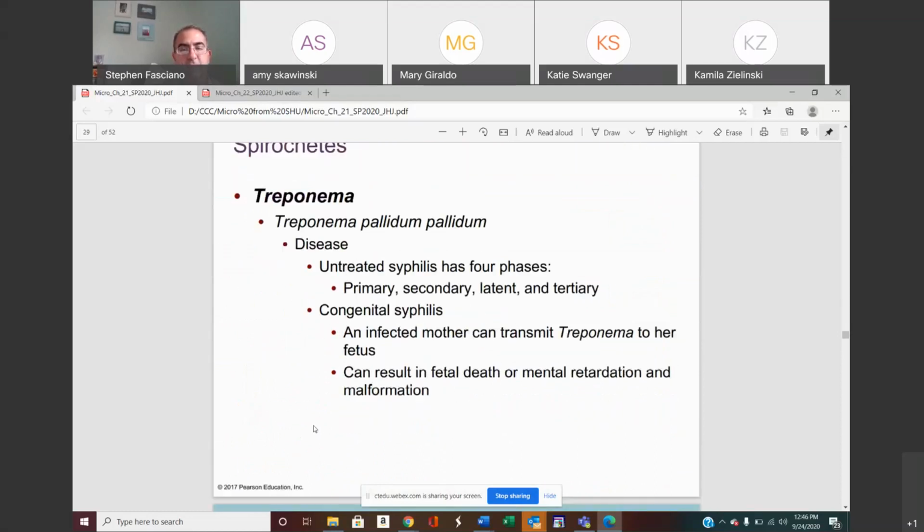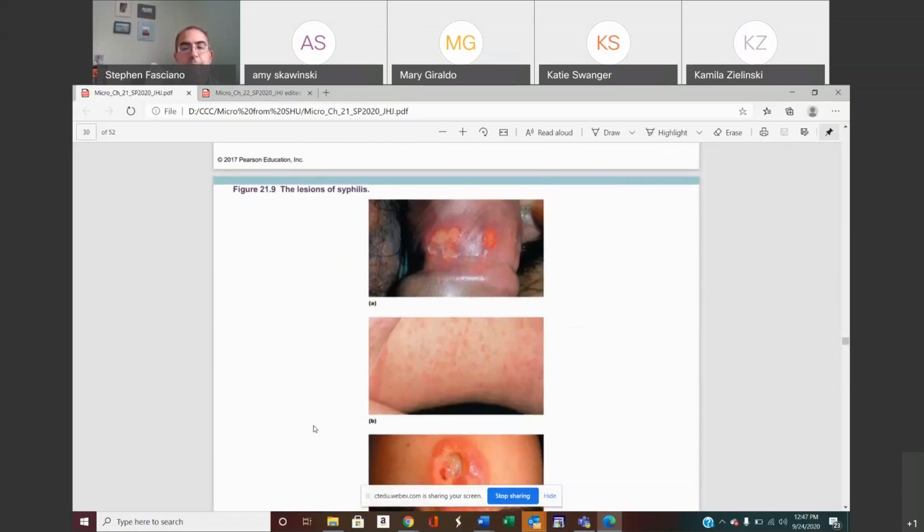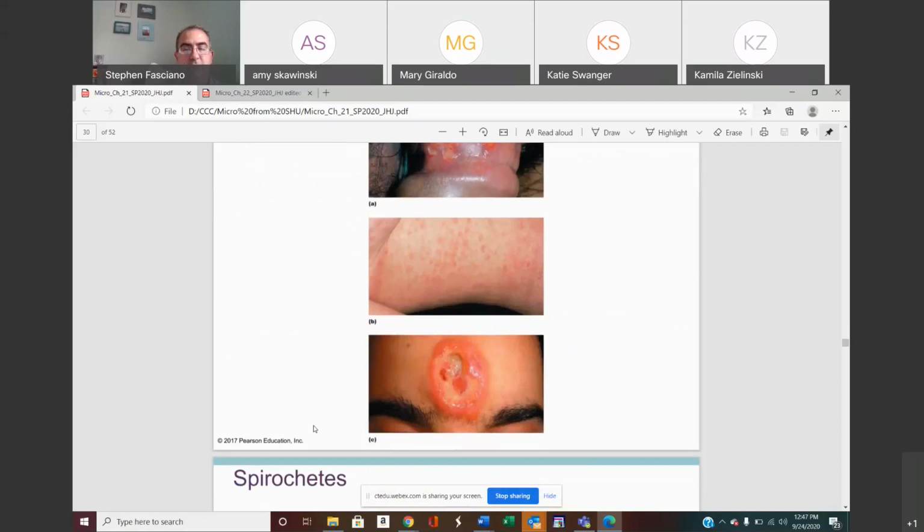The disease itself, syphilis, has four phases: primary, secondary, latent, and tertiary. It can be deadly, primarily because it goes latent after that secondary phase, and people may think that they got rid of it, and then it goes to that tertiary stage. An infected mother can transmit that to her unborn child, and it can result in fetal death or severe mental retardation or malformation. So there are some pictures of syphilis.